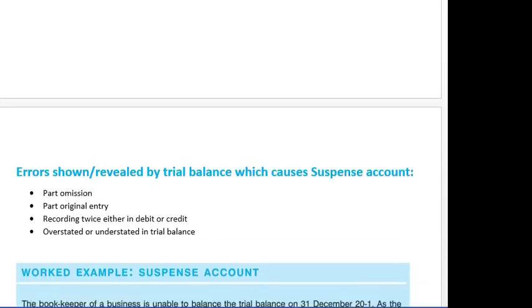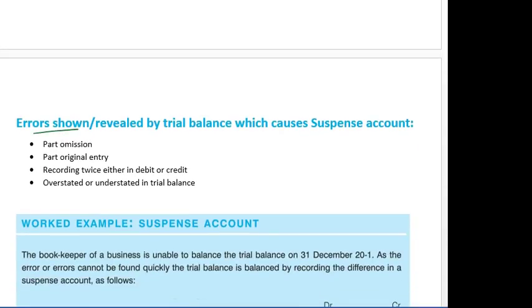But there are a few errors that are shown by or revealed by your trial balance, and that causes your suspense account. What are those errors? Number one is partly omitted. Yeah, you purchased, you recorded on the debit side, forgotten to write on the credit side. Your trial balance will not balance. It will cause a suspense account.